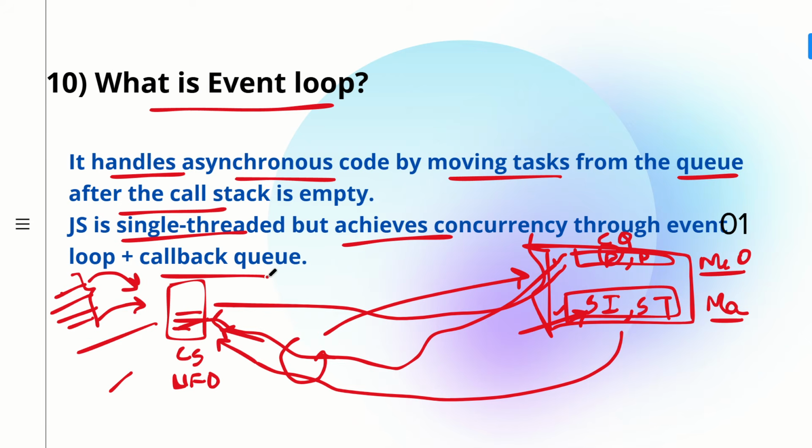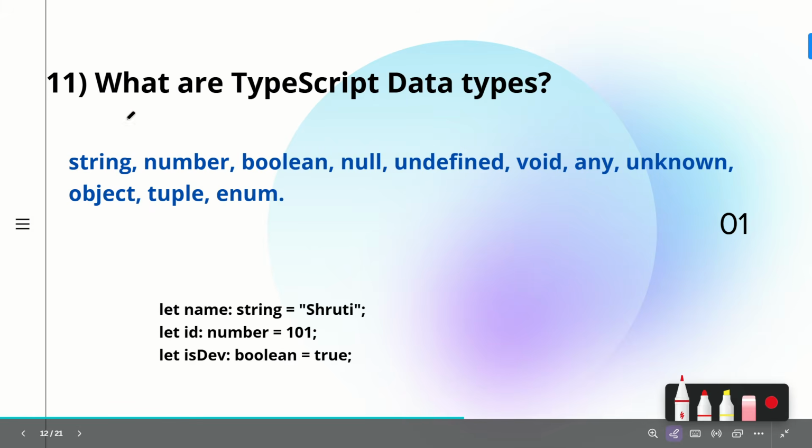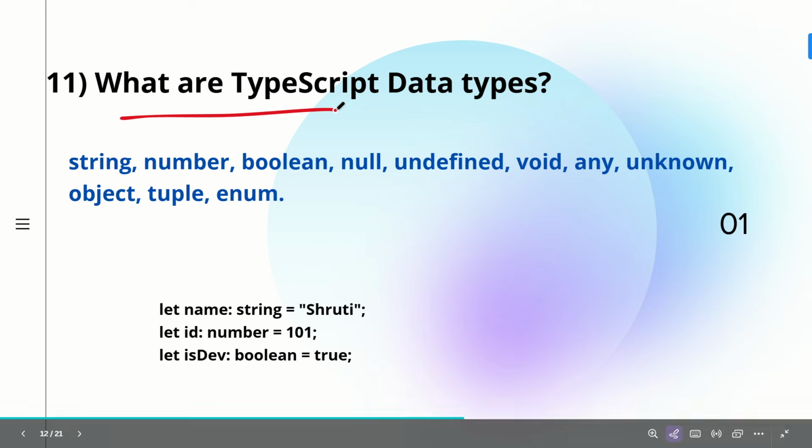So as we all know, JavaScript is a single threaded language, but asynchronous code, how do we handle it? We handle it using event loops and callback queues. Now let's see our 11th question. What are different data types in TypeScript?